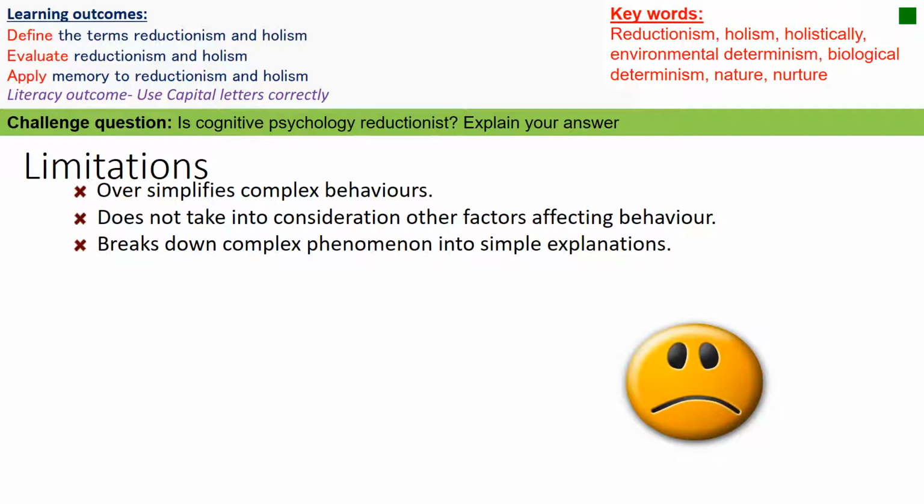And therefore, the second point here is that it isn't taking into consideration other factors. We're ignoring other things that might be playing a part in our memory, such as how many books we read when we're younger, or how well we're doing at school, or things that might influence or impact upon memory. We're just ignoring them.